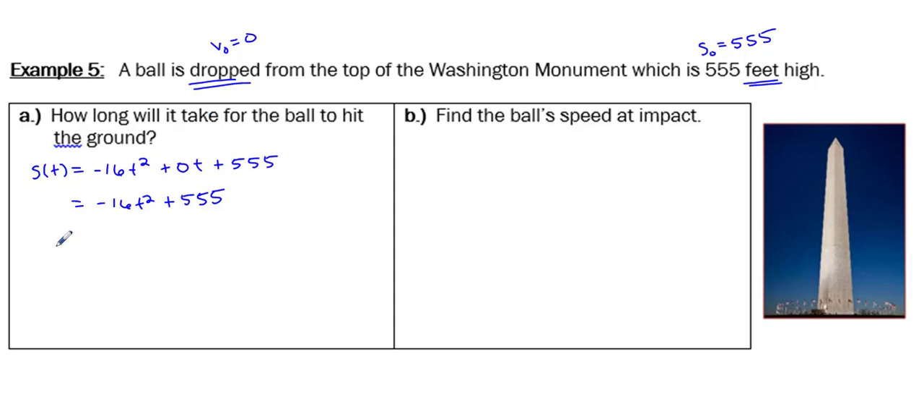S of t equals 0, right? So let's set s of t equals 0. 0 equals negative 16 t squared plus 555. So t squared equals, if I cancel out my negatives, 555 divided by 16, and then square root, and then second answer. That second answer button should be, what's up?